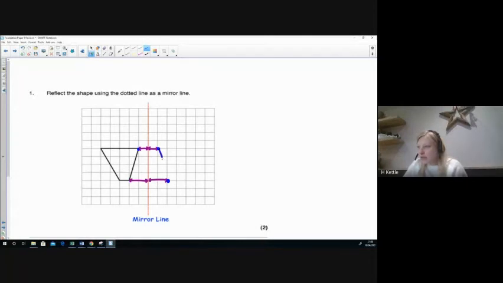So that's my first line. It's 4 squares across, 1, 2, 3, 4. It's 1 square across at the bottom, and then we're going to join that up. And that's my shape. You might want to reflect all 4 corners, so do all 4 corners and then join it up. That would be up to you. That would work as well. Okay, so reflecting from the mirror line.